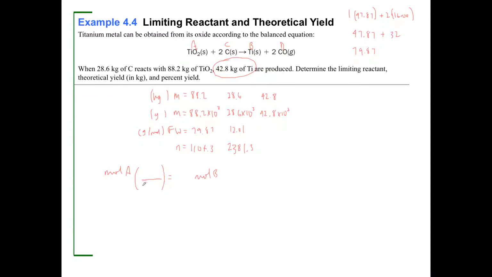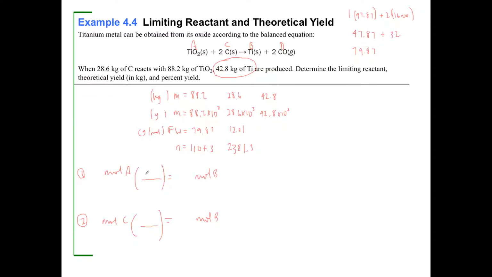How many moles of B can I make? That's scenario number 1. In scenario number 2, suppose I've got a certain number of moles of C, because this is my C, right? How many moles of B can I make? And whichever is less, that's the limiting reagent.